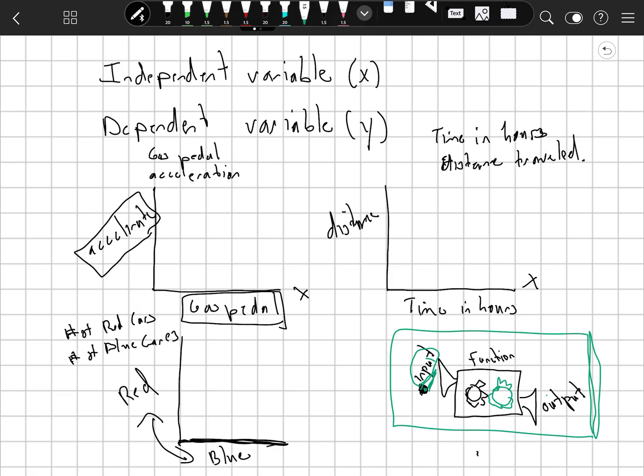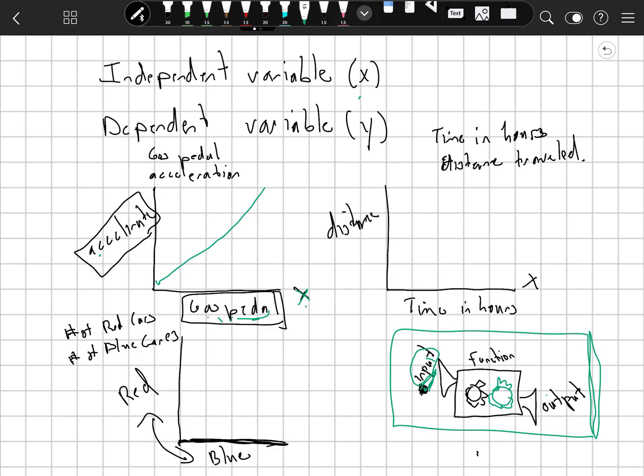So let's take a look at a few examples here. Here we have gas pedal. It's on the x-axis because it's the independent variable. X and the independent variable are related. As you push down on the gas pedal, you accelerate, you go faster. So more push means an acceleration, maybe something like this, I don't know. But the idea is that the pressure on the gas pedal will cause the acceleration to happen. The acceleration doesn't cause the pressure on the gas pedal. So the independent is the gas pedal and the dependent is the acceleration.